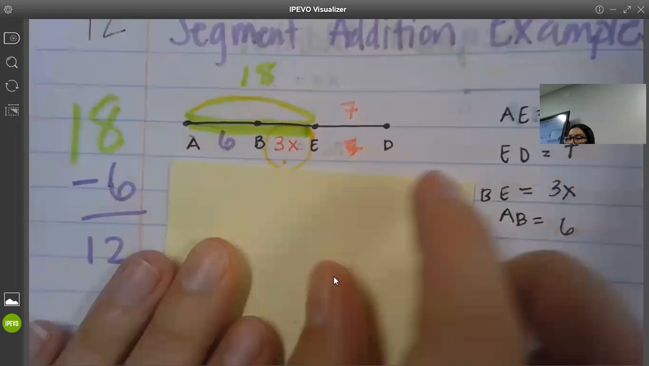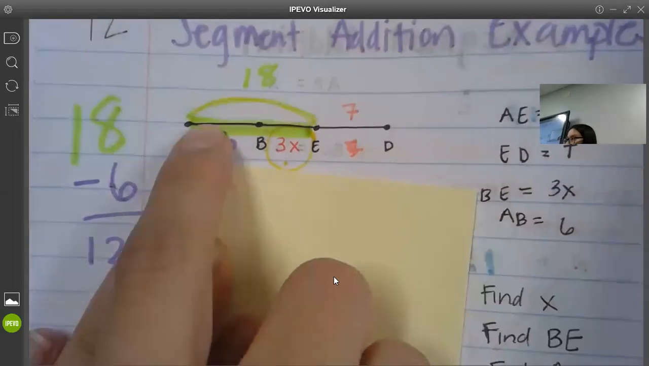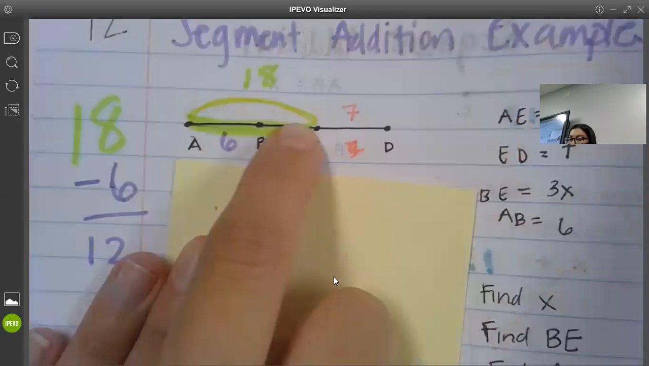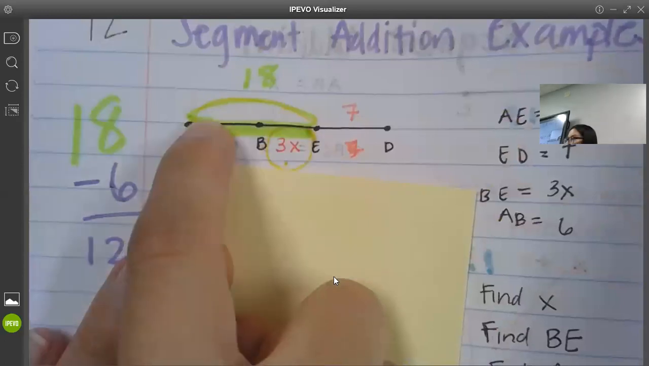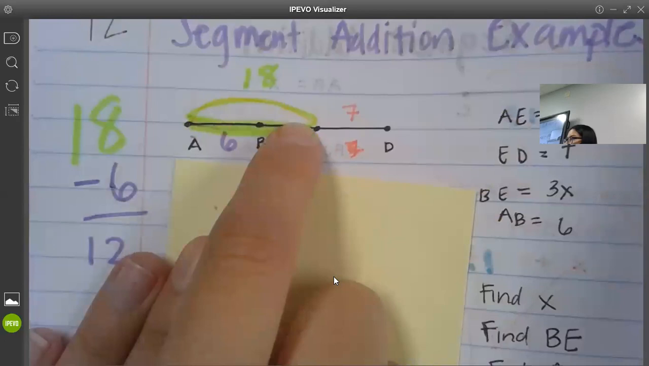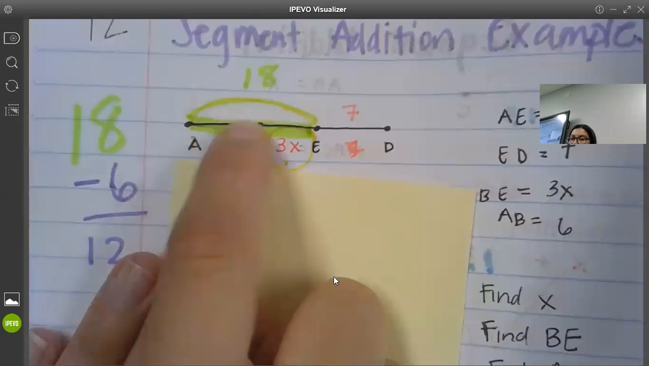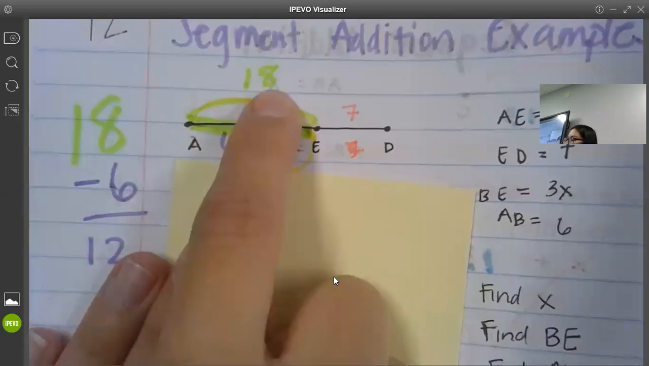Okay, so we know we're talking about the whole thing, yes? Okay, how much is the green part? Ruxar, how much is the green part? 3. 8. Brittany, can you help her? Look, how much is the green part? 18. Yeah, it says 18.